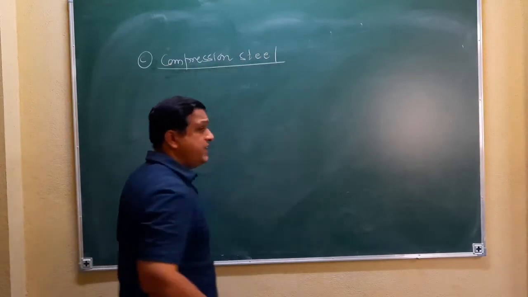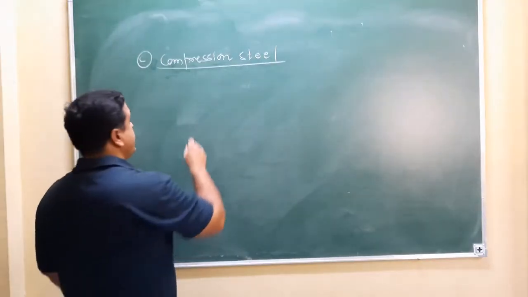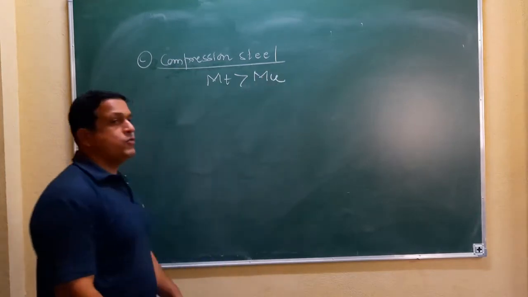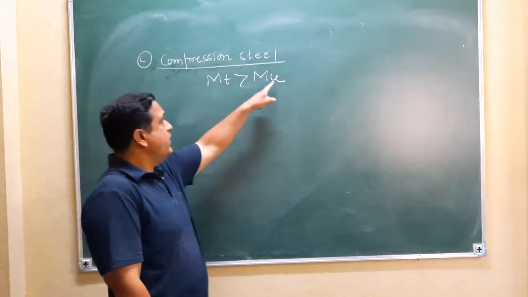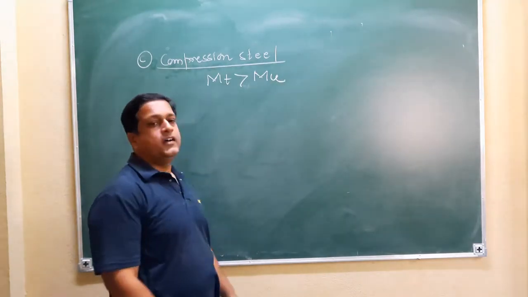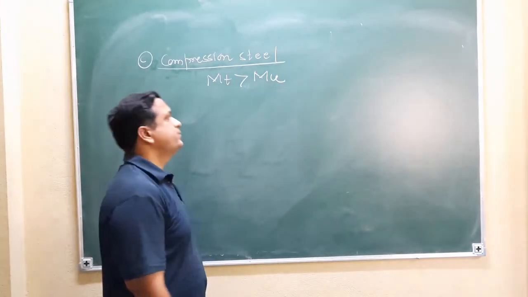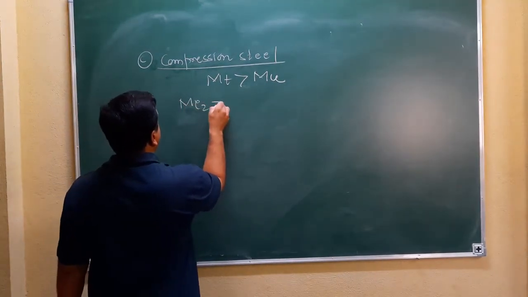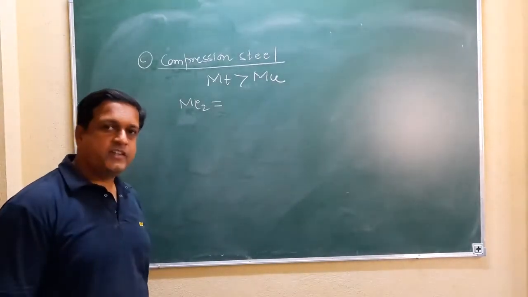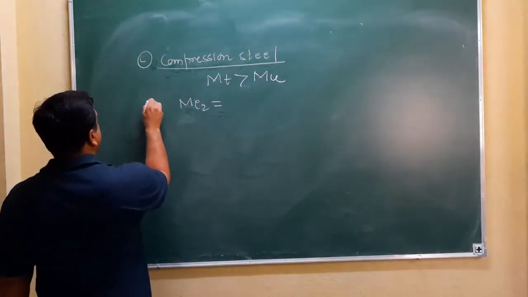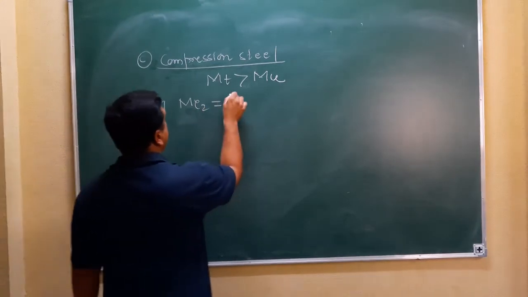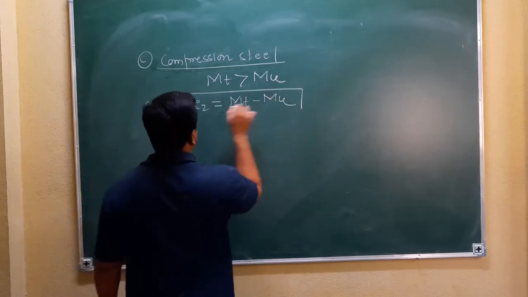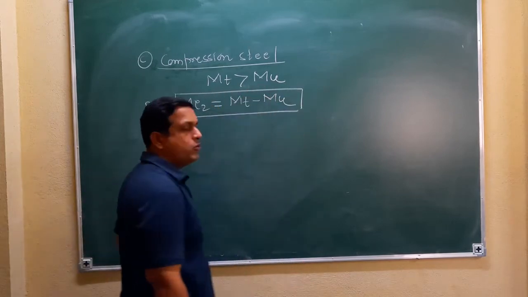The compression steel is designed when numerical value of MT exceeds the numerical value of MU. Okay, so the compression steel is designed for the bending moment ME2. ME2 is equal to difference of MT and MU. ME2 is equal to difference of this both bending moment.